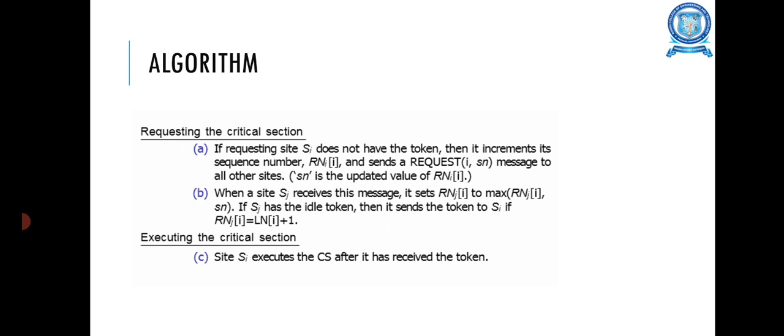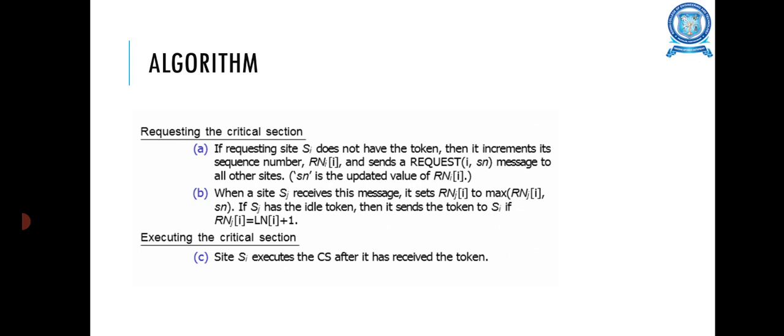Requesting means that if the requesting site SA does not have the token, it increments its sequence number, Rn[i], and sends a request(i, Sn) message to all other sites. When a site Sj receives this message, it sets Rn[j] to the maximum of Rn[j] and Sn. Then if Sj has an idle token, it sends the token to the requesting site SA, if Rn[i] equals ln[i] plus 1.